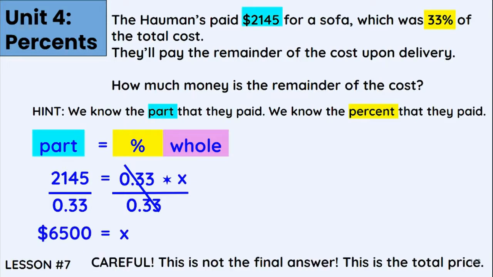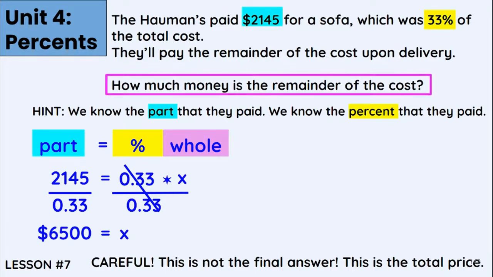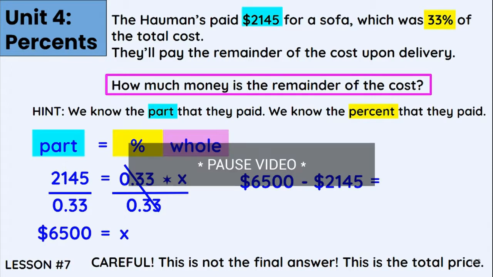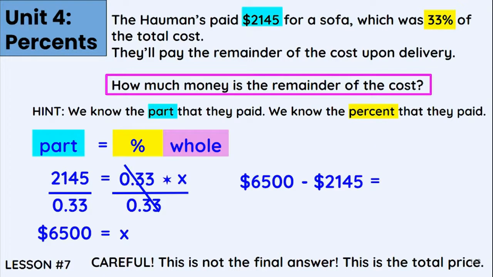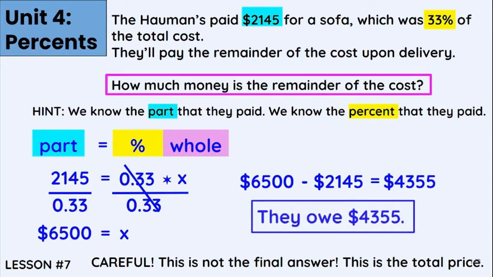Careful, this is not the final answer. That is the total price. Here it was asking how much money is the remainder of the cost. So they already paid for part of the sofa. We just have to find out how much left they have to pay. So we're going to do $6,500 minus the part that they already paid. Go ahead and find out how much they owe. All right, you should have found out that they owe $4,355.